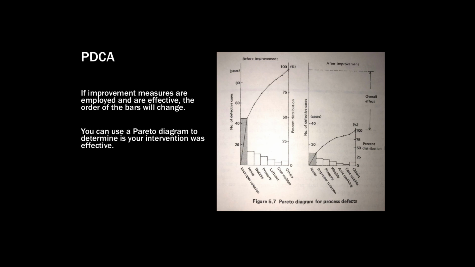So once you've implemented your countermeasures, you can rerun the Pareto chart and you can determine if your intervention was effective. And if it was, you should see a shift in the frequency of the defect.